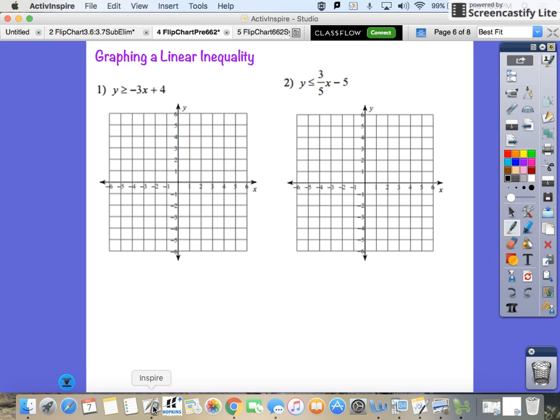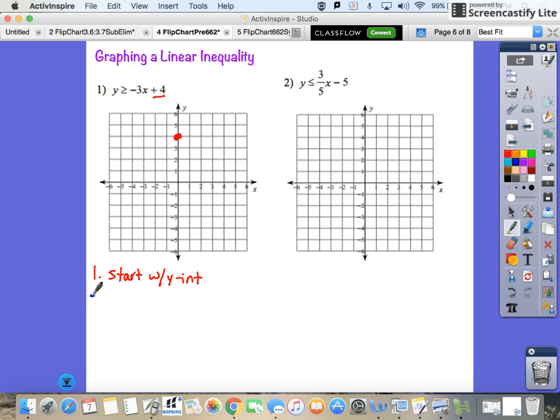All right, so for graphing a linear inequality, what you've got to do is first start with the y-intercept. So for this one, the y-intercept is 4. We're going to put a dot here at 4.